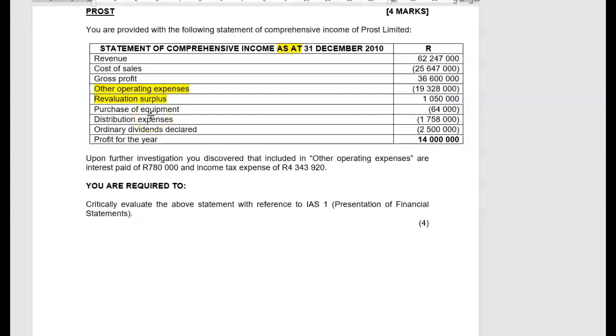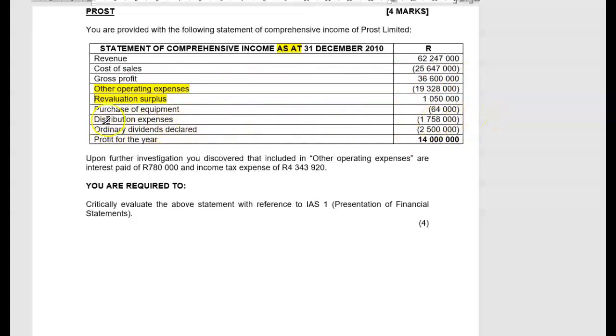Distribution expenses. Now, we have other operating expenses. We have distribution expenses, but nowhere here do I see administrative expenses. Now, for sure, any entity has administrative expenses. So this doesn't look complete, it looks incomplete because there's an omission of administrative expenses. That could be the one thing. The other thing could be that the admin expenses are probably included in that 19 million rand there, which is also wrong. Selling and distribution expenses we've spoken about.